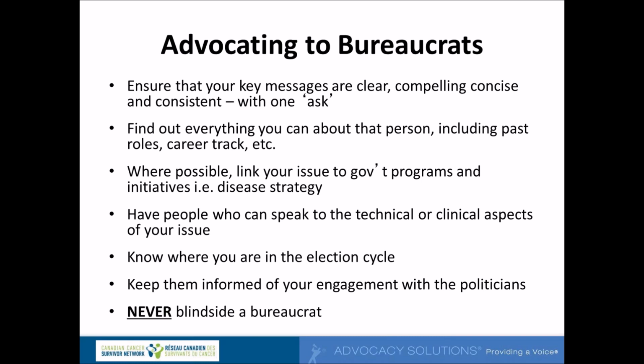You don't do it right out of the gate. But blindsiding a politician is justified in some cases. But you never, ever, I cannot think of an exception where you would blindside a bureaucrat, where you would go behind their back, where you would do something that they didn't know about that ran contrary to what they were trying to achieve. And the reason for that is simple, because they run the place.